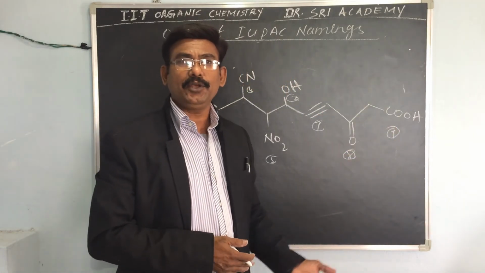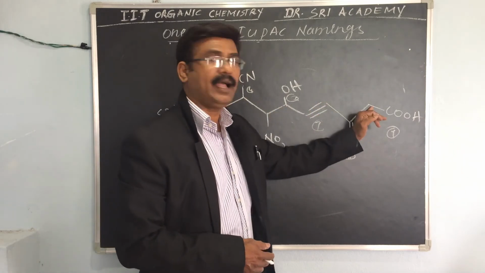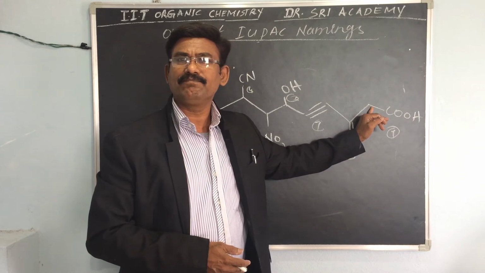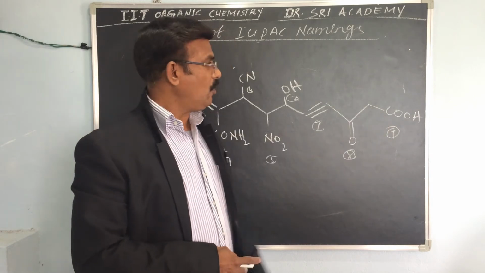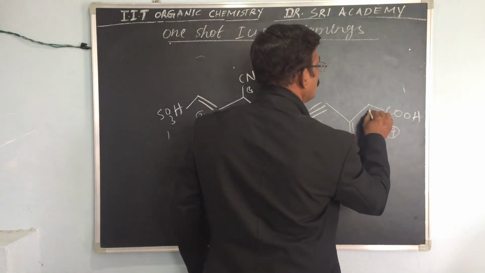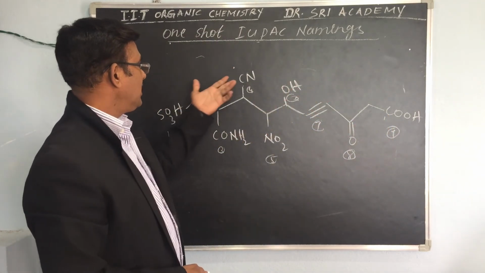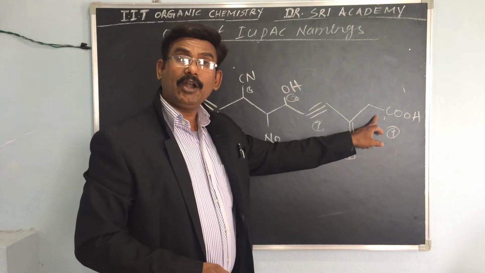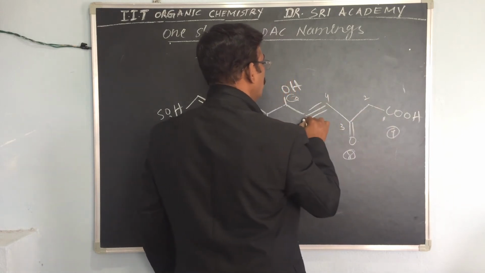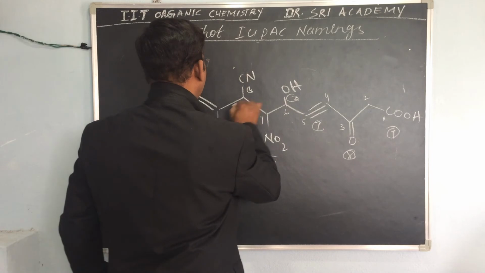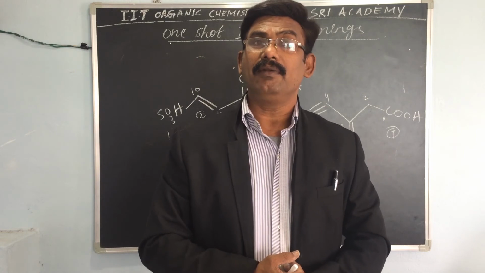I already told you, the longest chain is 1, 2, 3, 4, 5, 6, 7, 8, 9. This is the longest chain. So how can you give this name? Numbering from 1, the highest priority is the acid. Acid is number 1. Then the second is sulfonic acid, then nitrile, amide, nitro. So we give the numbering from here: 1, 2, 3, 4, 5, 6, 7, 8, 9, 10.